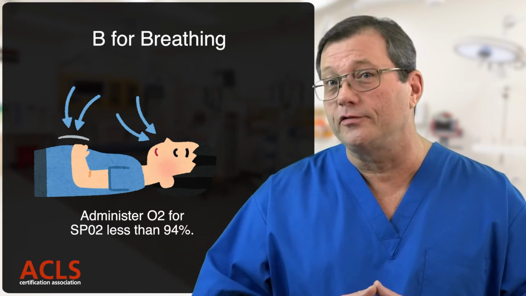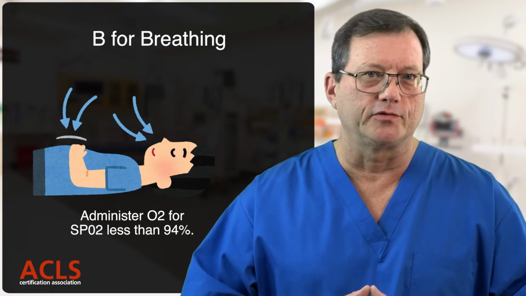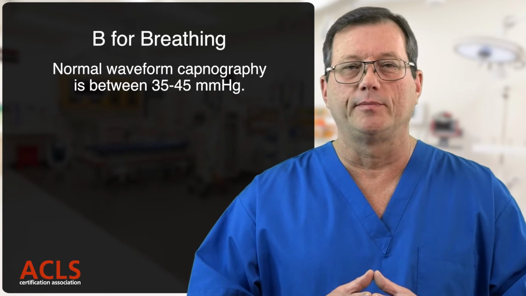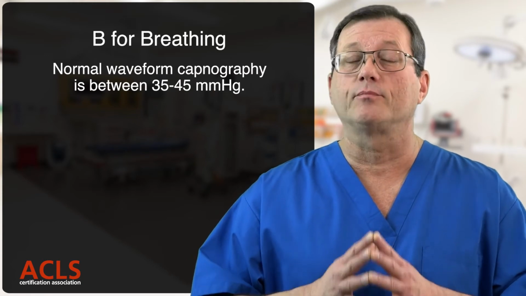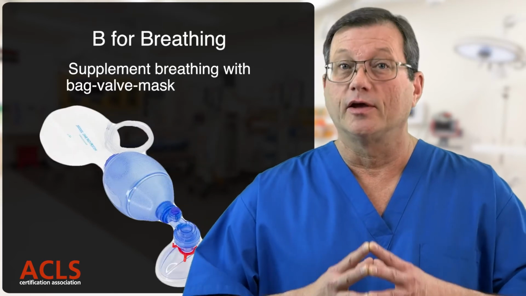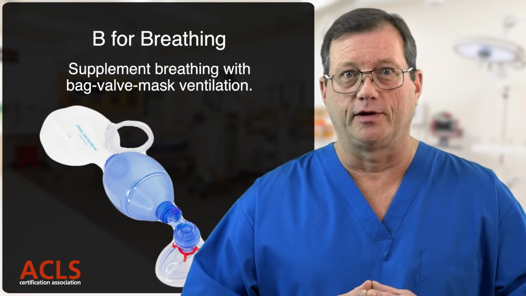So that's all the oxygen going in. Blowing off is the ventilation part, and we use end-tidal to measure that. Again, normal end-tidal is between 35 and 45 millimeters of mercury. Is your patient breathing adequately? If they are not, you can supplement their breathing starting with bag valve mask ventilations.